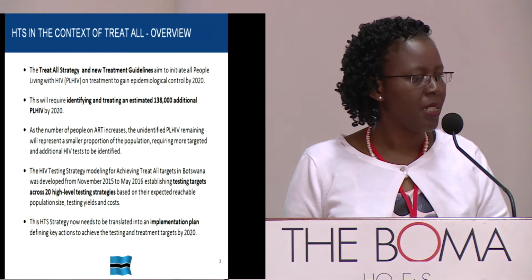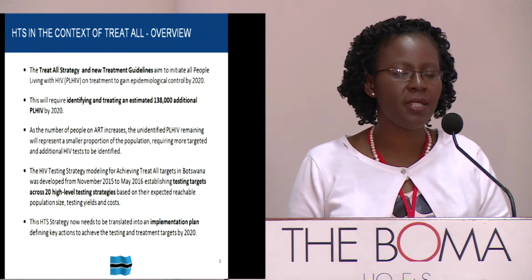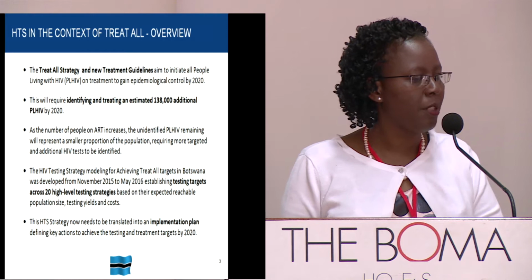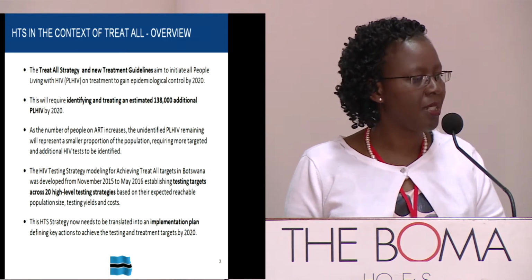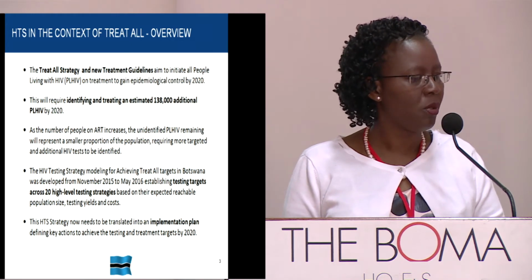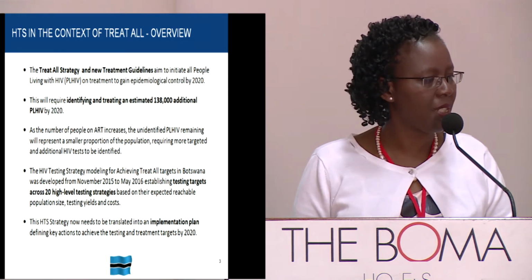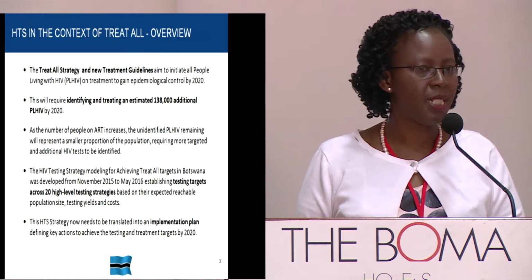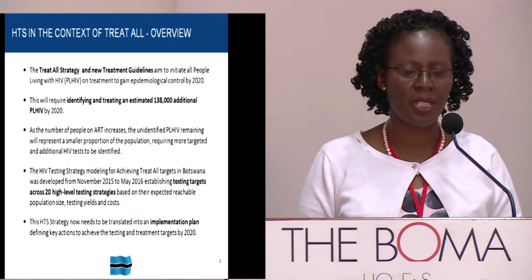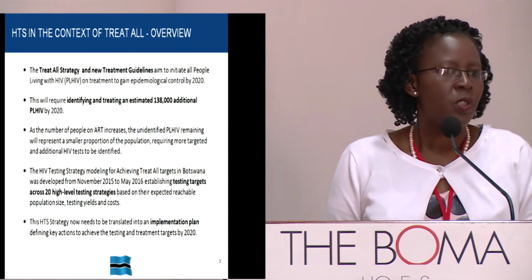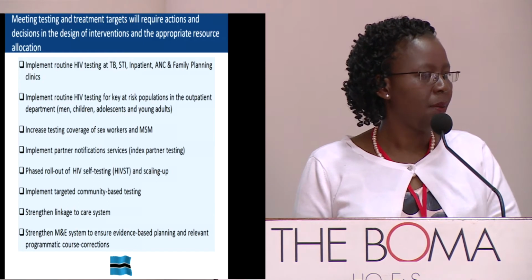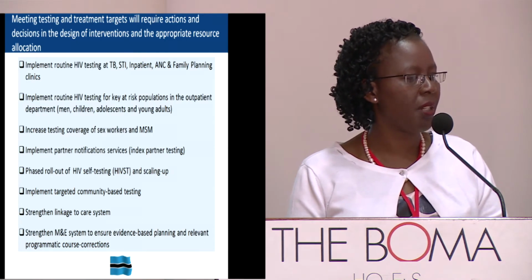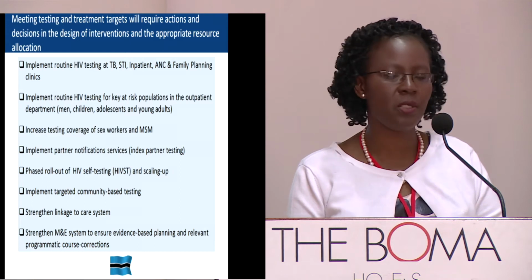The HIV testing strategy modeling was developed by the country following the launch of the Treat All, or just prior to the launch of the Treat All. It was developed from November 2015 to May 2016 to establish testing targets across 20 high-level testing strategies. Those were based on their expected reachable population size, testing yields, and costs. So this HTS modeling strategy now needed to be converted into an implementation plan. Through this modeling strategy, the meeting, testing, and treatment targets will require actions and decisions in the design of interventions and the appropriate resources to be allocated.